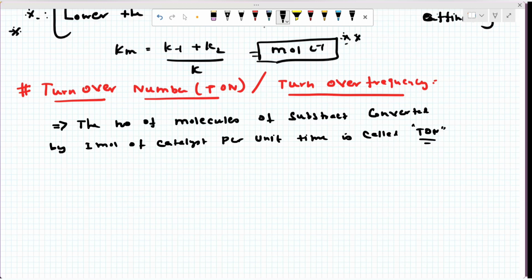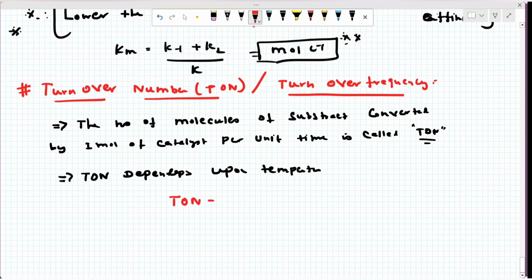Now what is the formula? This is important: the TON depends upon temperature. Now see the formula, very important. The turnover number is equal to K2, a direct formula. Just as R max equals K2 into E naught, similarly the turnover number is equal to K2. And the last important topic in this category, catalytic efficiency, that is called kinetic efficiency. Okay, now see the equation. Please note.